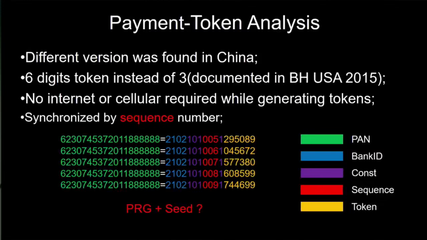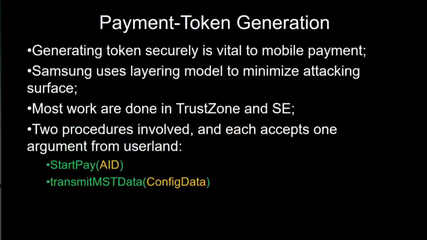So we go in to see how these tokens are generated. Token generation is quite important for a mobile payment solution, so Samsung uses a layered model to minimize the attack surface. Most of the work is in the TrustZone and the SE. In this process, we found mainly two procedures involved, and all the yellow parts are the parameters accepted from the userland.